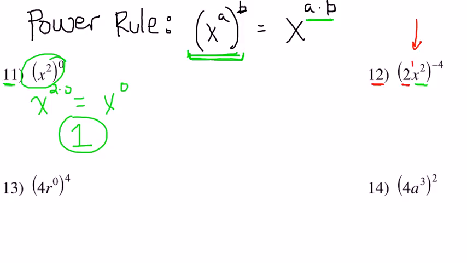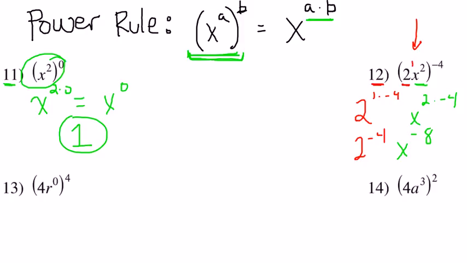So let's see that in action. Let's do the same thing we did before. We're just going to multiply our powers. So 2 is to the 1 times -4, and our x turns into 2 times -4. Let's simplify this down. 1 times -4 is -4. 2 times -4 is -8. So I'm left with 2 to the -4th, x to the -8th power.